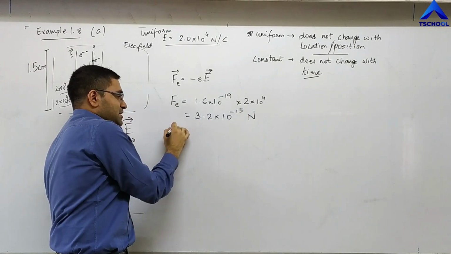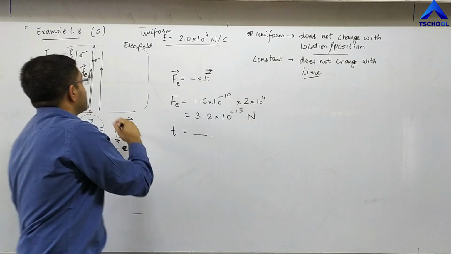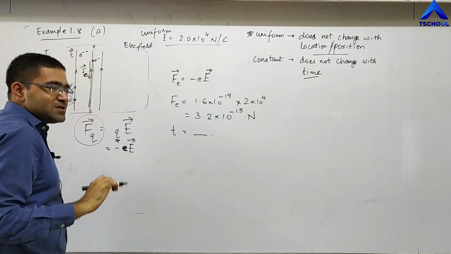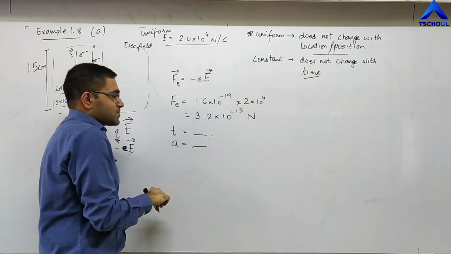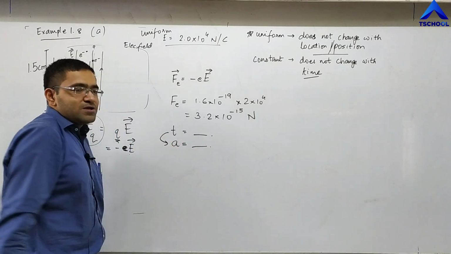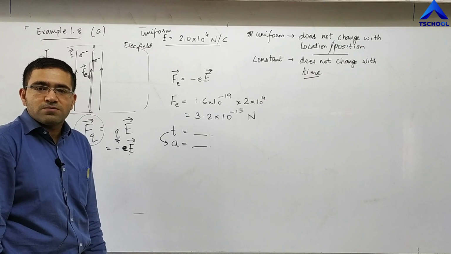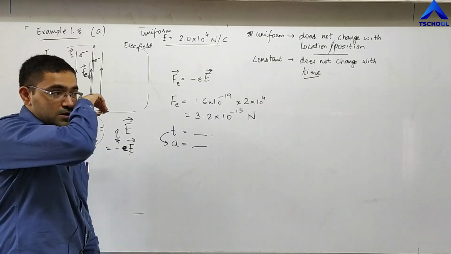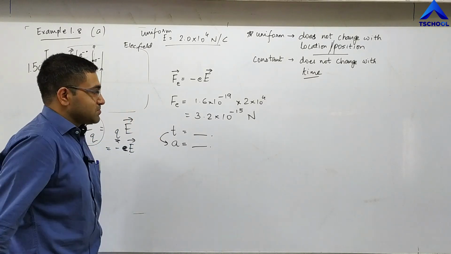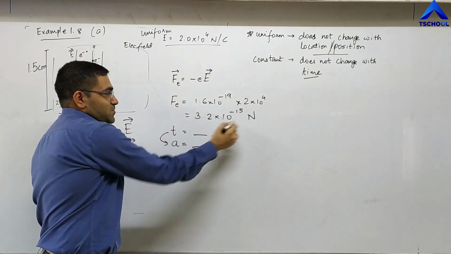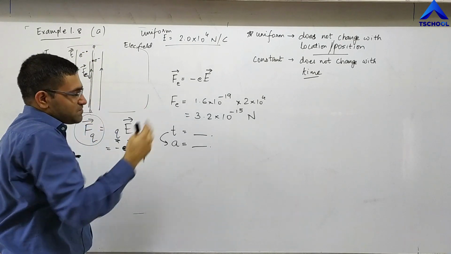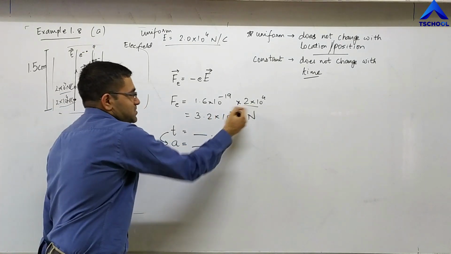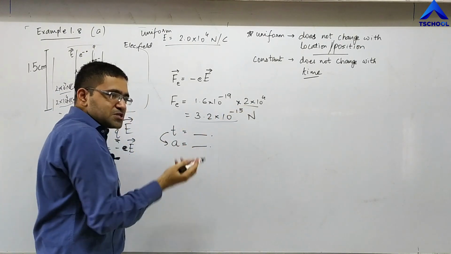We can find out the time that it takes to go from point A to point B if we can find the acceleration of the electron. To find time, you have to find the acceleration of the electron, isn't it? Because here acceleration is constant. The reason is that force is constant. It's not going to change at all because the field's magnitude is uniform. This doesn't change, so this doesn't change.